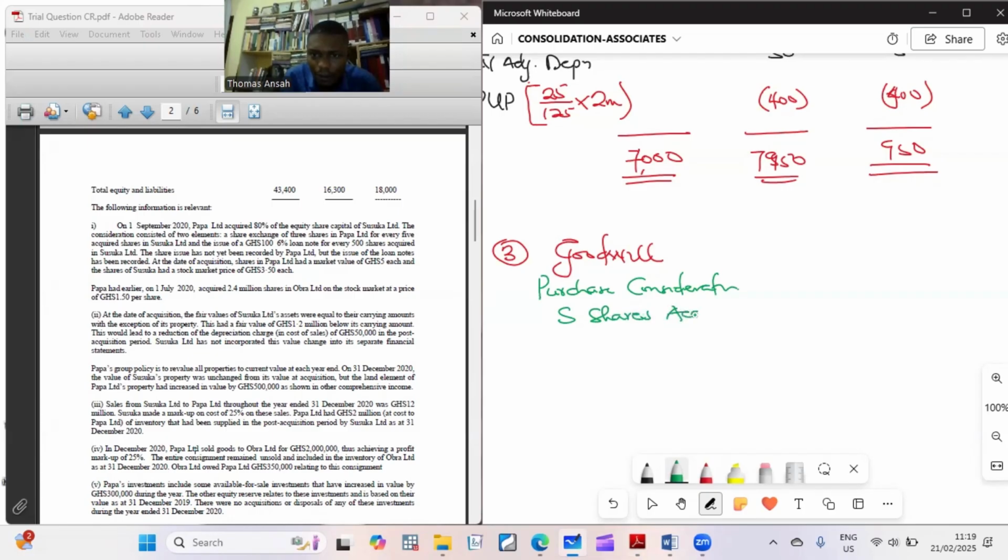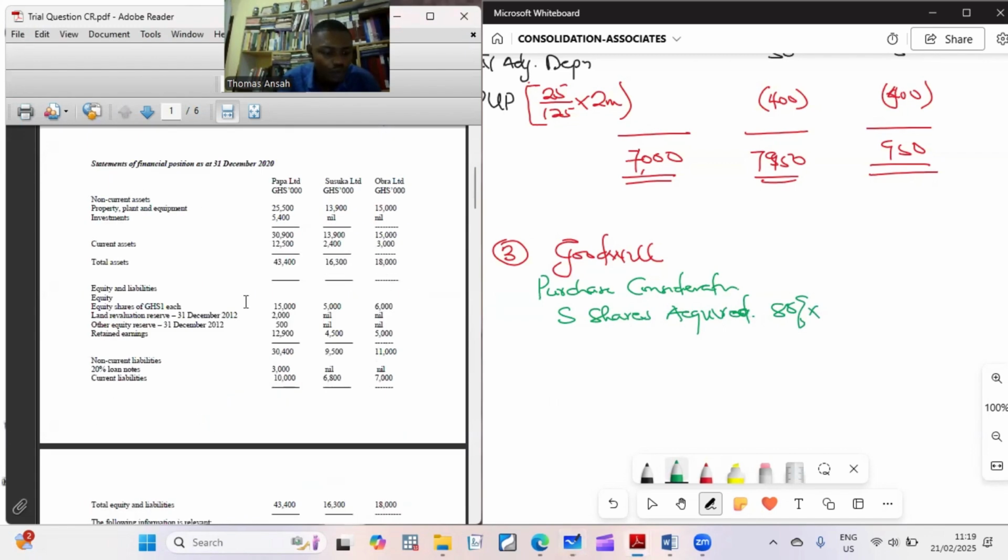Susuka shares acquired. And remember, per the video that we have been doing, share for share gives rise to a share premium. How many shares did they acquire? 80% multiplied by the share capital. So what is the share capital? 80% of the share capital of this company is 5,000 divided by 1. Don't forget the figure that is always here is important. So how many will we get? 0.8 of 5,000 is 4,000 shares.